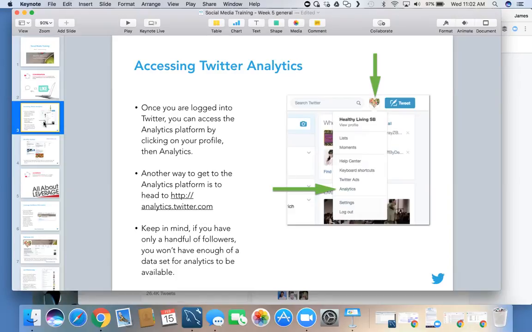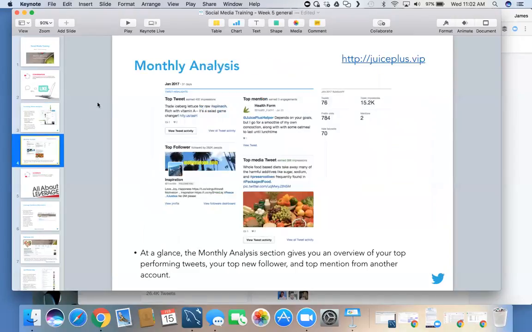But one of the most helpful things the analytics platform provides, I think, is that month by month, it will give you a quick snapshot of what has happened on the platform that month. And so it'll track your top performing tweet. It'll track your top follower, meaning your newest follower that has the biggest follower count on their end. Your top mention, so when you get somebody else shouting out to you, and then your top media tweet, and it'll give you a summary of everything that's happened in the month, comparing it to other months.